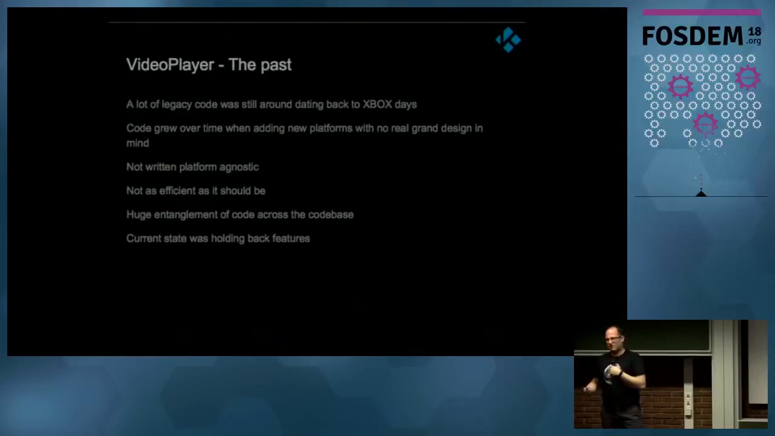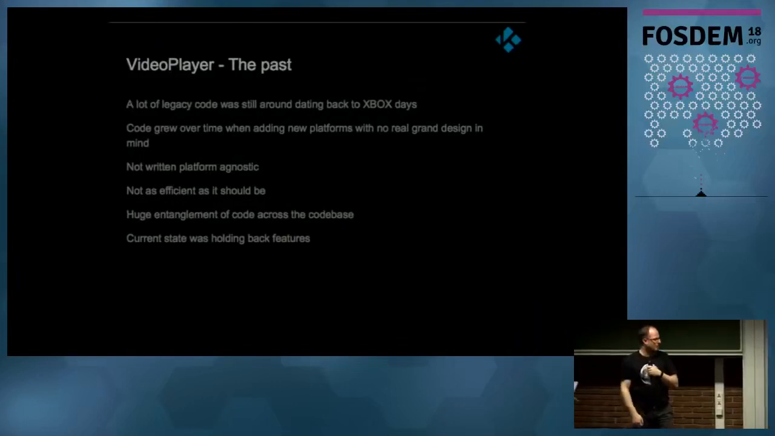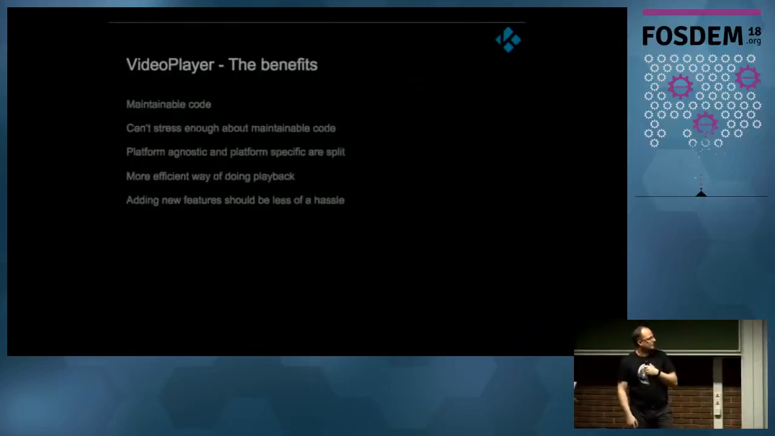So if we want to do all the 4K, 8K, 10-bit HDR stuff, we needed to start cleaning this up. This actually started in 15 already. 17 improved a lot, but the benefits: maintainable code. Can't stress enough about maintainable code, because anything you cannot maintain, no one wants to touch. And we still have a lot of code no one wants to touch, because it's impossible to maintain.